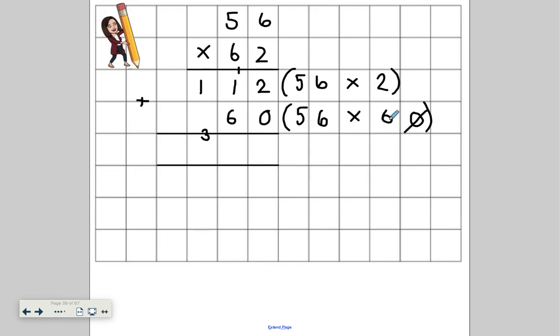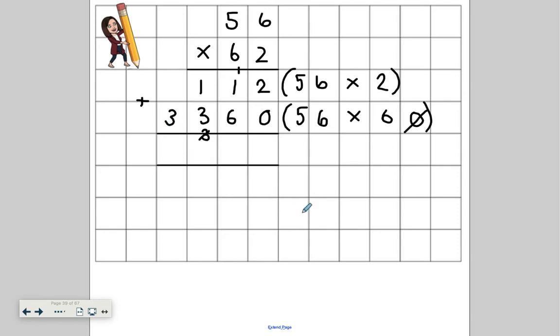So I did 6 times 6. Now I'm going to do 6 times 5. So 6 times 5 is 30. And I've got an extra 3 here to make it 33. As I said, if it makes it easy for you, you can get rid of that one. Just put a line through it so it makes it easier when you are adding up.